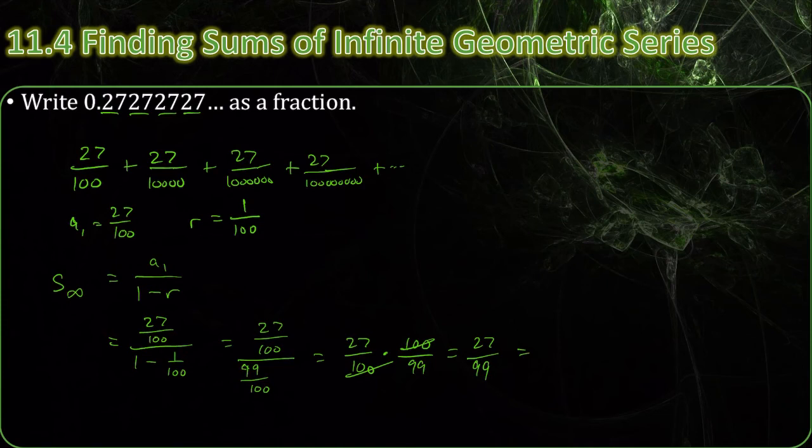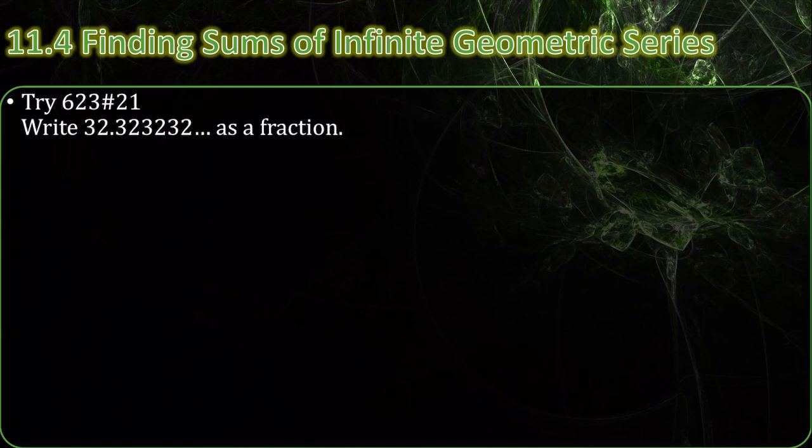We could reduce those by 9. 27 divided by 9 is 3. 99 divided by 9 is 11. So it is 3/11ths. Now I know you know other ways of getting that repeating decimal as a fraction, but please practice the infinite geometric series and do it this way for this lesson. All right, why don't you pause this and try number 21.